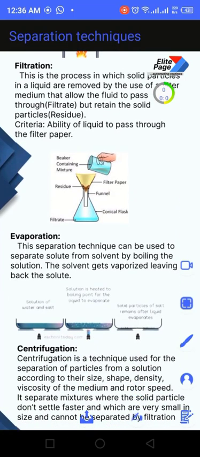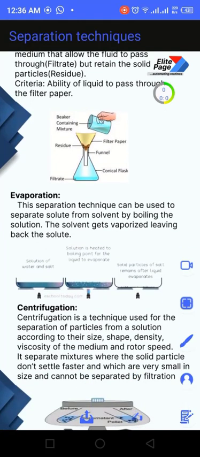The next one is evaporation. Evaporation is a separation technique used to separate solutes from solvents by heating the solution. The solvent gets vaporized, leaving back the solute. So this is a technique used to separate a solute from a solvent, where the solvent has the ability to escape, that is, the ability to vaporize from the solution.